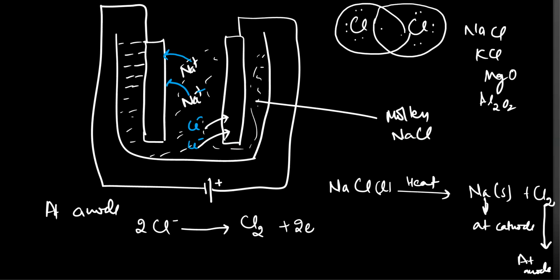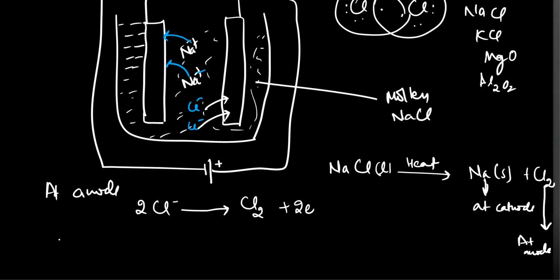Each of them is going to carry 8 electrons. Now this forms Cl2. So for Cl minus ions to become Cl2, they need to lose their electrons. 2 Cl minus ions will lose 1 electron each and form Cl2.